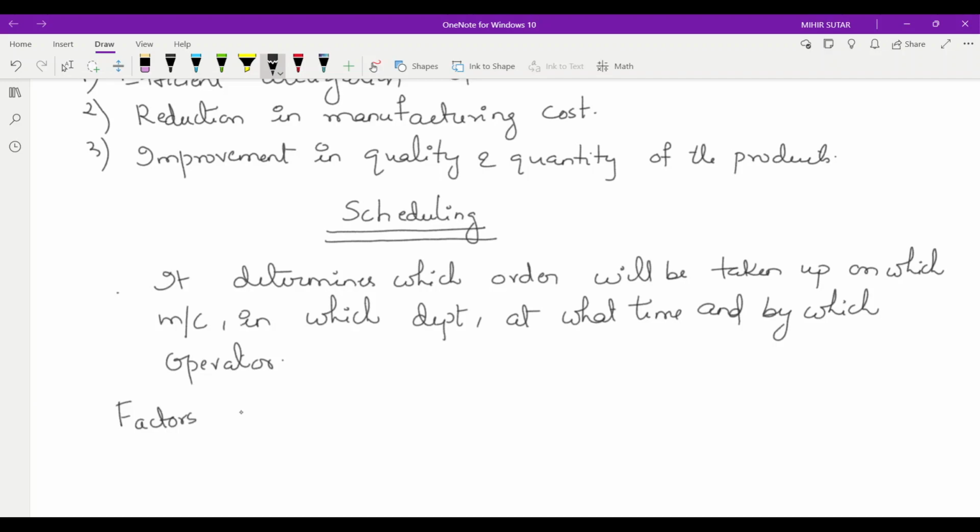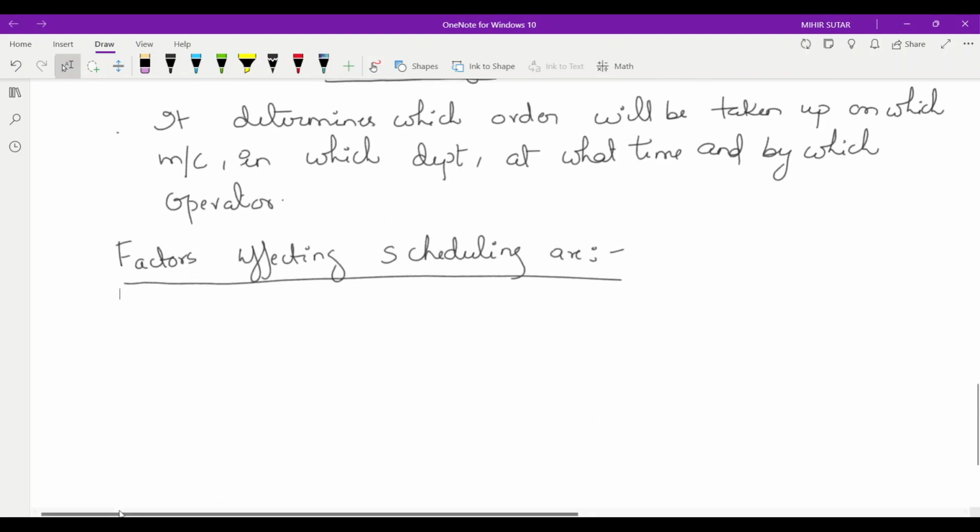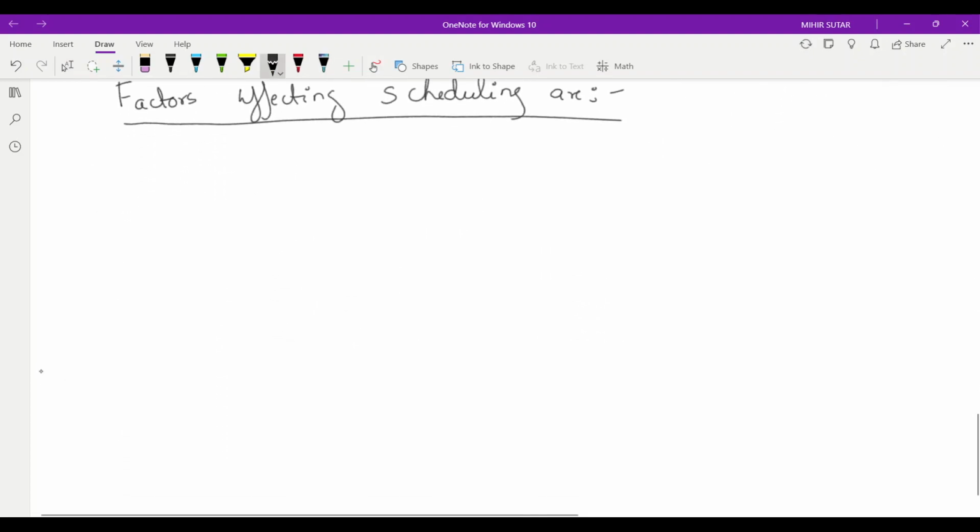Factors affecting scheduling are: number one, internal factors; number two, external factors.